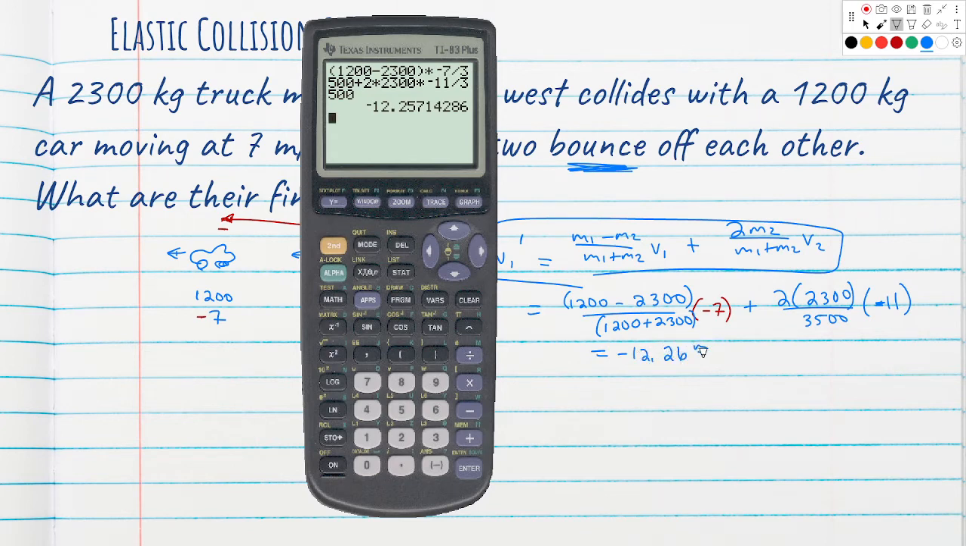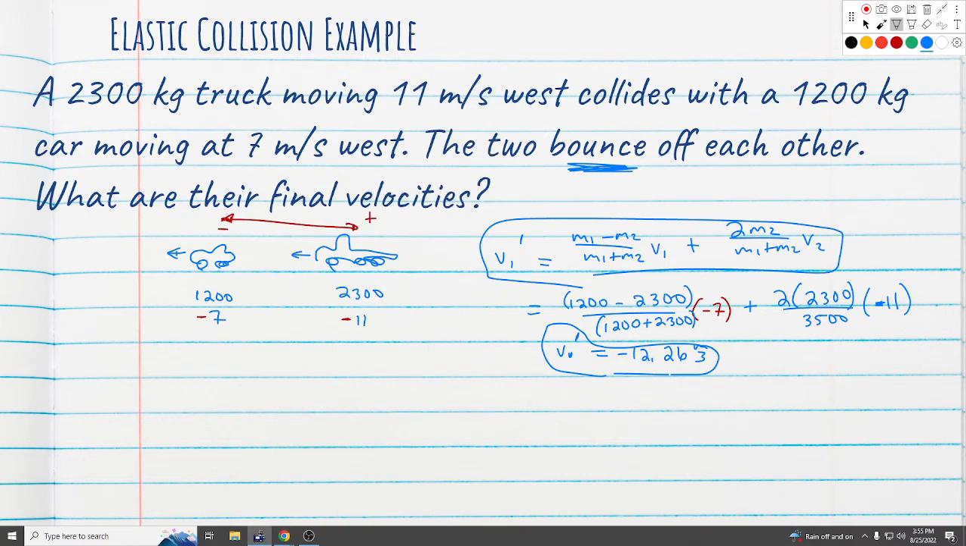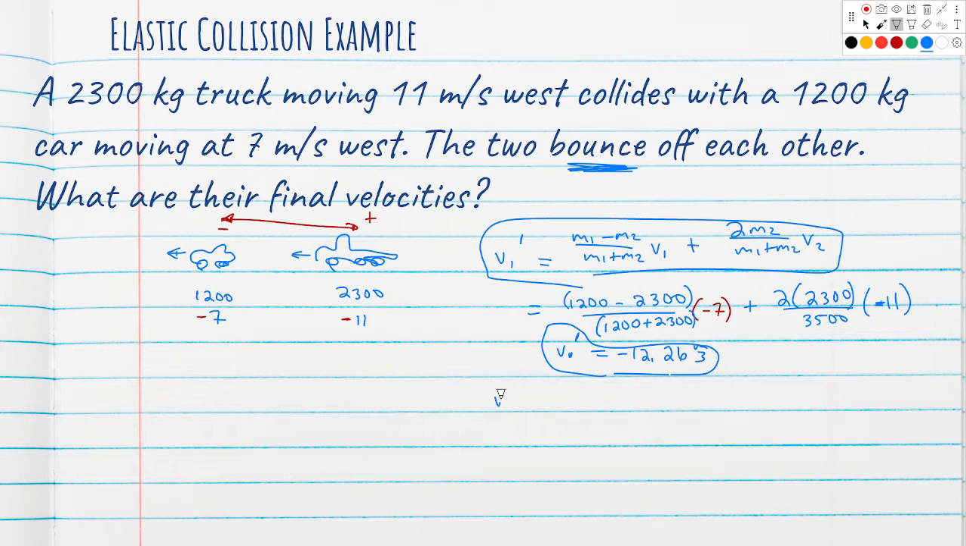26, how about that? Okay, that would be the speed of the first car after the collision. So you can see that one got bounced pretty hard, right? That truck comes in and hits this guy, bonk, speeds him way up. And we'll go ahead and do the truck too.